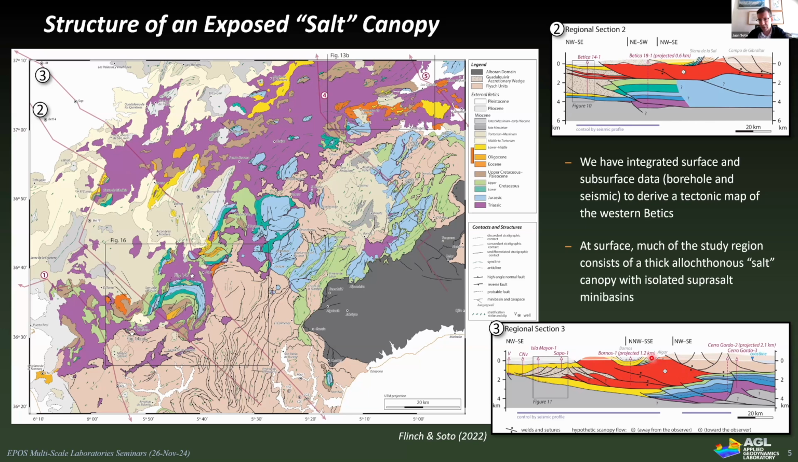But you can also see, in the two sections using well data, a very important difference between the suprasalt sequences and the subsalt. We can see that we have condensed sections on top and relatively thick thrusting sequences, also detached in the Triassic evaporites, below the allochthonous salt canopy. And also look at the scale. According to well information, in some cases there are near 3 kilometers in thickness of Triassic evaporites at the front of the external Betics.